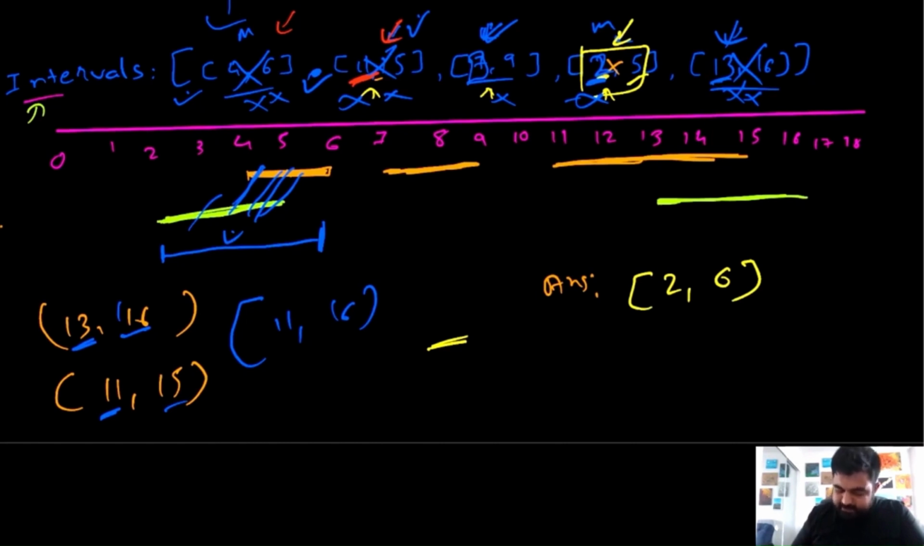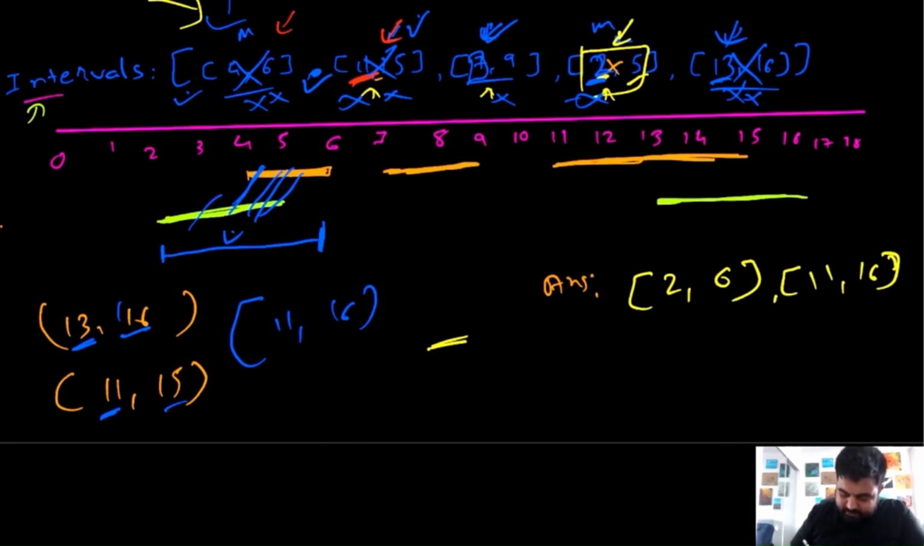So we can add this to our answer as well. This would be 11 and 16. This is also our answer. And now we need to check, amongst these intervals, which were the ones that were not part of any overlapping series.